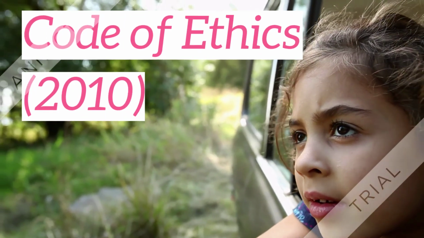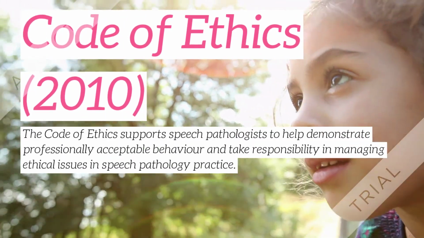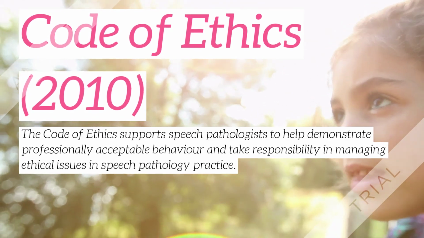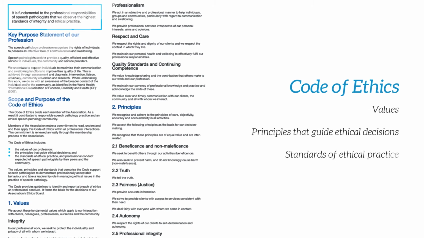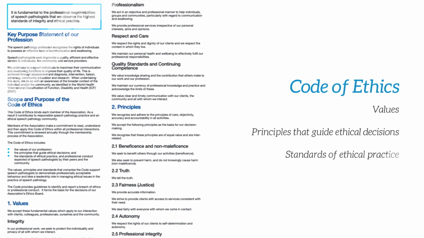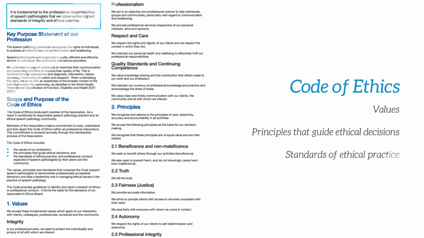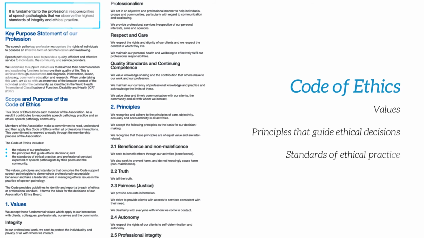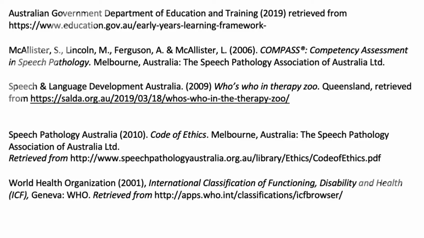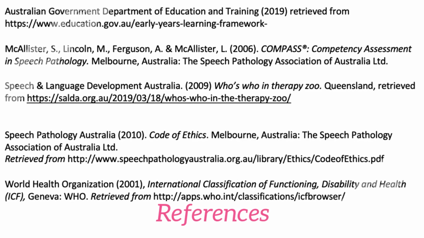In 2010, the Code of Ethics was developed to assist and support speech pathologists to deliver appropriate practice. The Code of Ethics are a set of standards that explain values and principles to speech pathologists to demonstrate professionally acceptable behaviour and also provides guidelines to identify and report a breach of professional conduct.